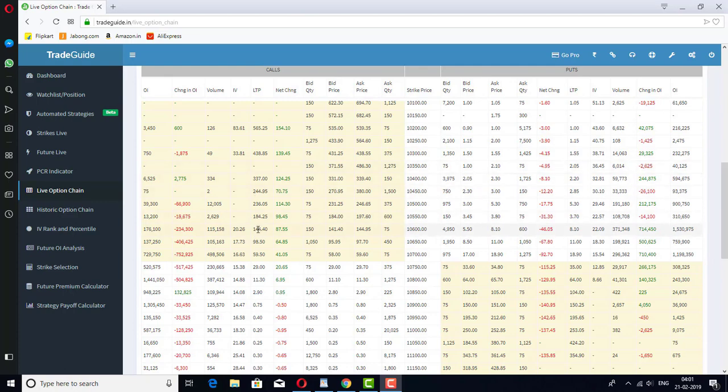After that, we have the premium. The premium is the amount that we pay to enter into the option contract. Right now the premium is 144.40, and there is a net change in the premium highlighted in green color, that is 87.55. So this was a smaller number which was increased by 87.55, and the resultant number is 144.40. This is our premium, and this is the increase in premium. It's the net change, and the net change has been increasing here.